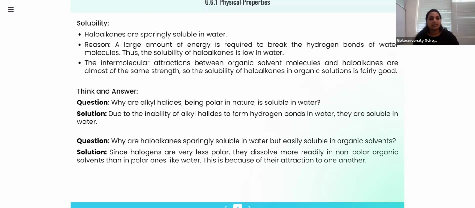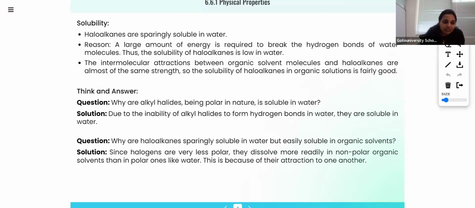Now solubility. Haloalkanes are sparingly soluble in water. A large amount of energy is required to break the hydrogen bonds of water molecules, so the solubility of haloalkanes in water is lower. That is the reason. In water, the interaction between water molecules is intermolecular hydrogen bonding. But when haloalkane is added to water, the haloalkanes are not able to form hydrogen bonding with water.